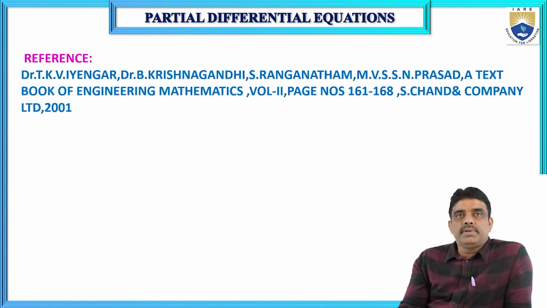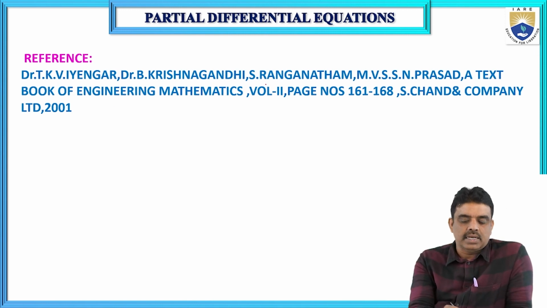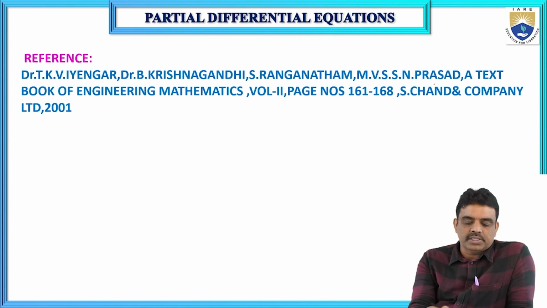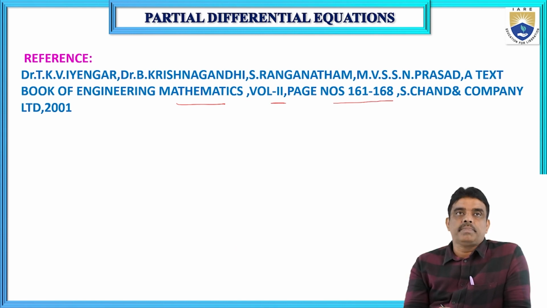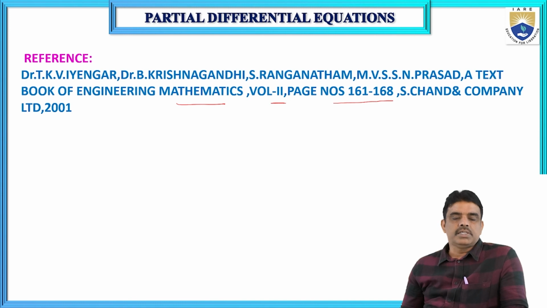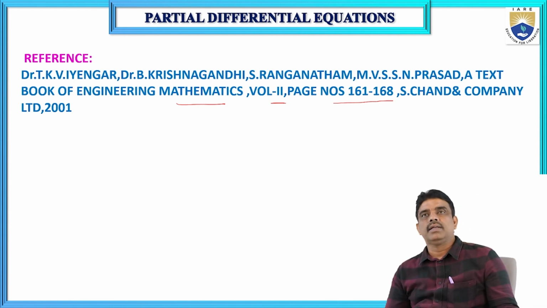And these problems have been taken from the book of Dr. T.K.V. Iyengar, B. Krishna Gandhi, S. Ranganathan, M.V.S.S.N. Prasad, A Textbook of Engineering Mathematics, Volume 2, page numbers 161 to 168, and the publishers S. Chand and Company Limited, the year of the book being 2001. So, with these few problems, I conclude my lesson.